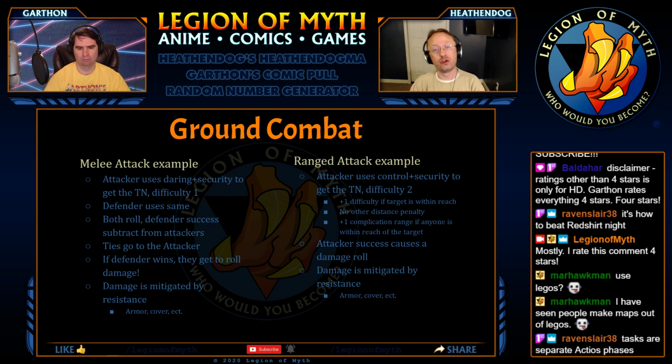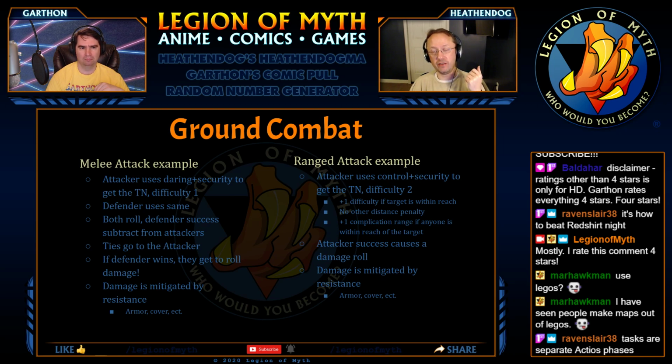Now, ranged attack is different. Ranged attack is control plus security because you're aiming, you're not daring, you're sitting back and aiming. But the difficulty is 2, which means to succeed in this task, you need 2 d20s that are a success. Now, the reason it's harder is because the defender doesn't get to interact with this. The defender just got to get shot. But they make it even harder for ranged attack because if the person is within reach, that means if they've closed the distance on you and you try to attack them with a ranged weapon, it's +1 difficulty. Now you need 3 successes.